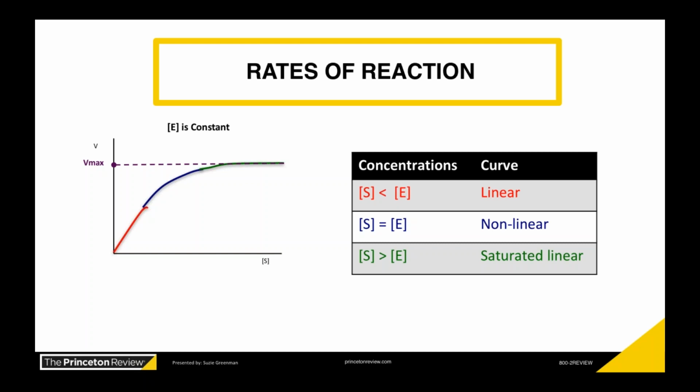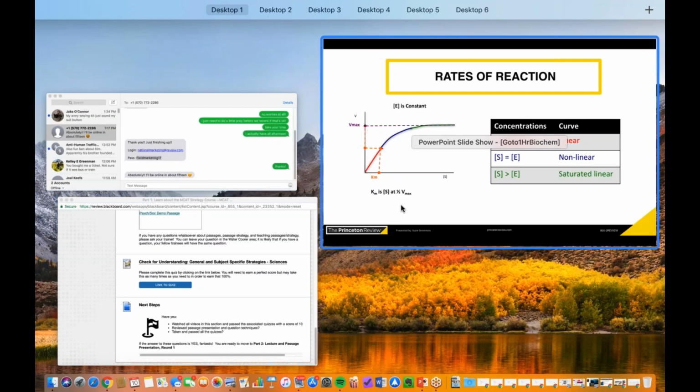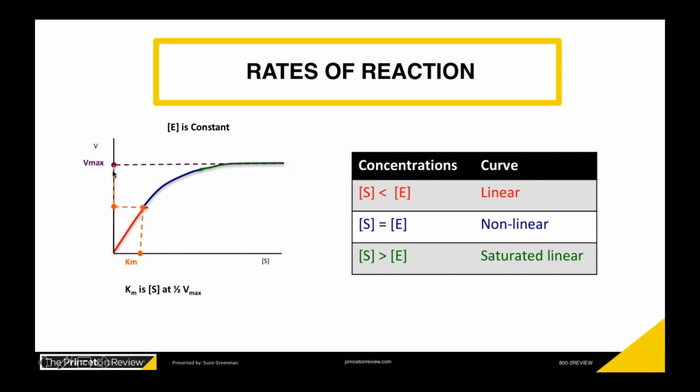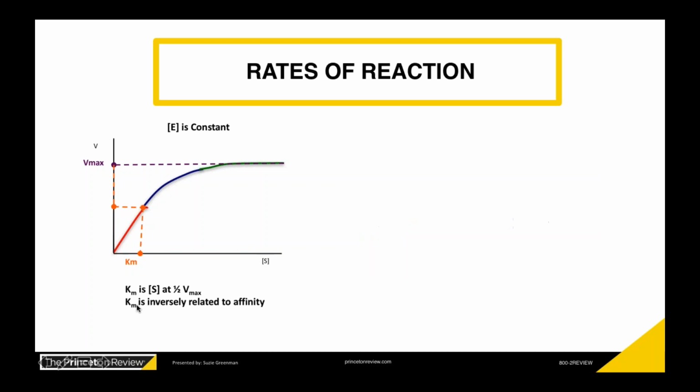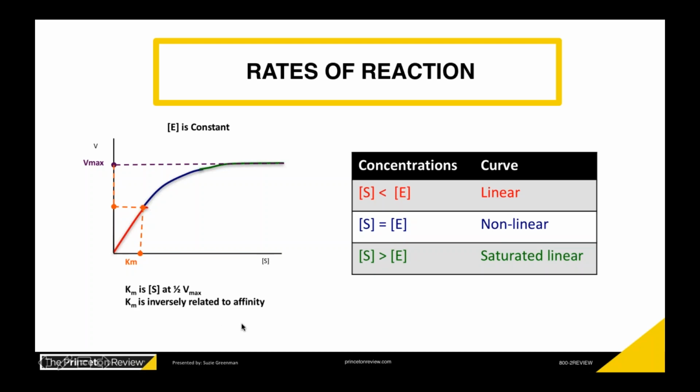Yeah, Km. So Km is defined as the substrate concentration at 1/2 Vmax. So if I am here at Vmax, I go down to 1/2. I follow it until I get to my line and go down to my x-axis. This is my Km. This is the substrate concentration at which I am at 1/2 Vmax. And this is giving me information as to how quickly am I getting to Vmax. So my Km is related to my affinity.